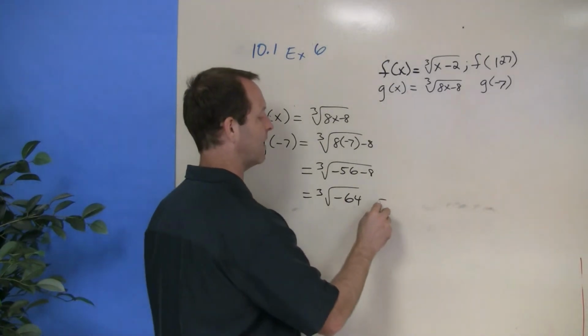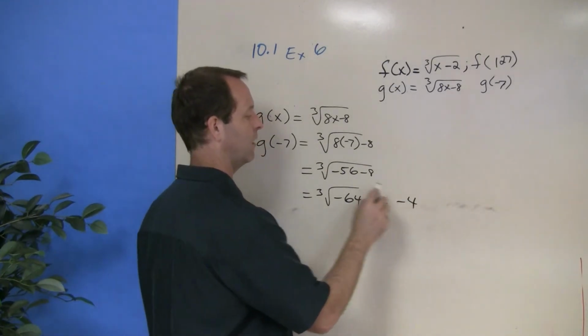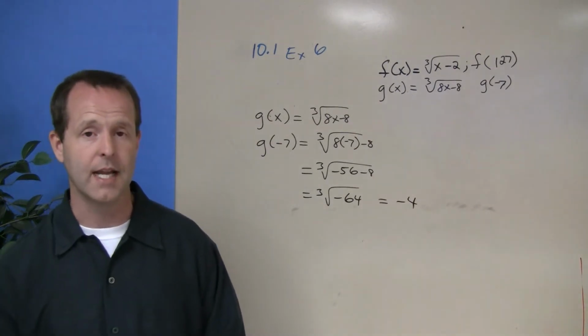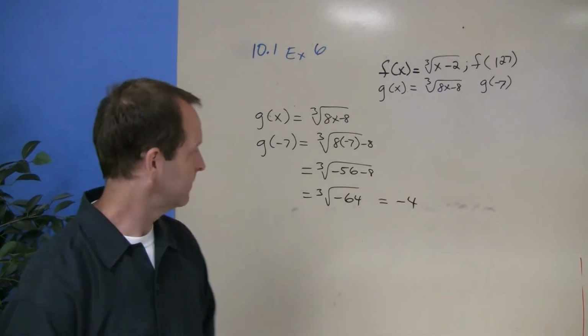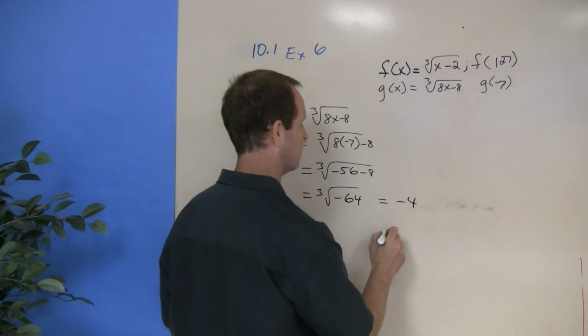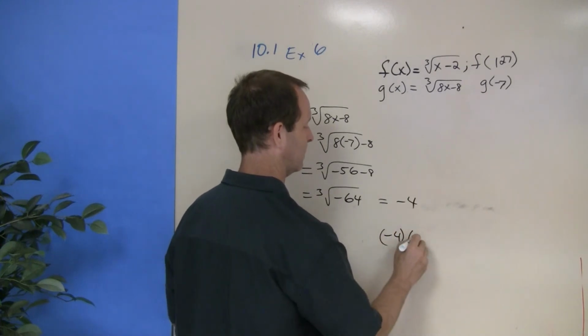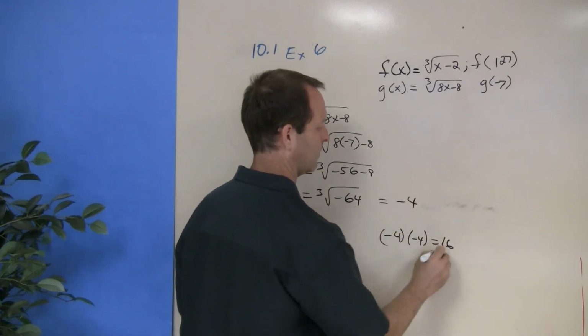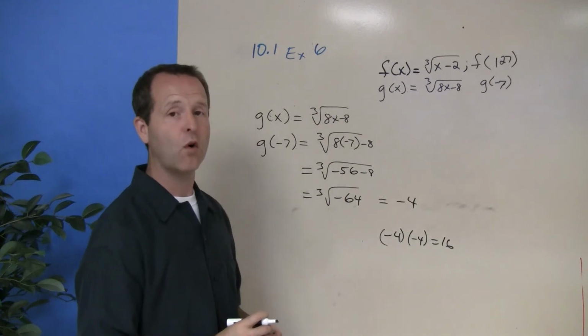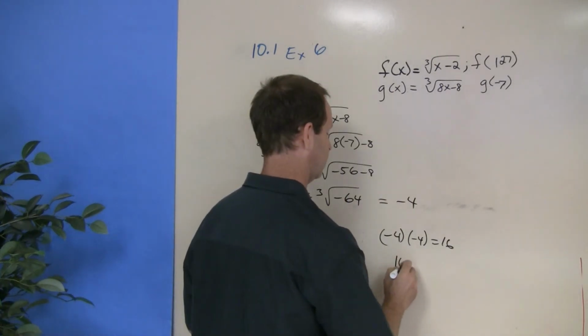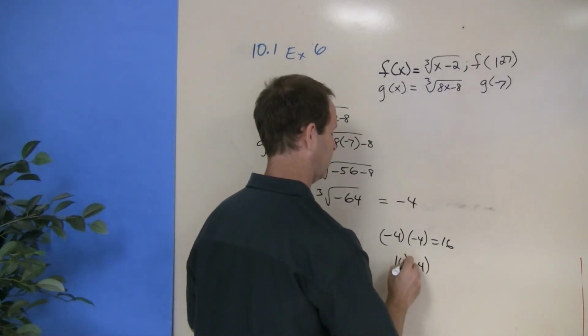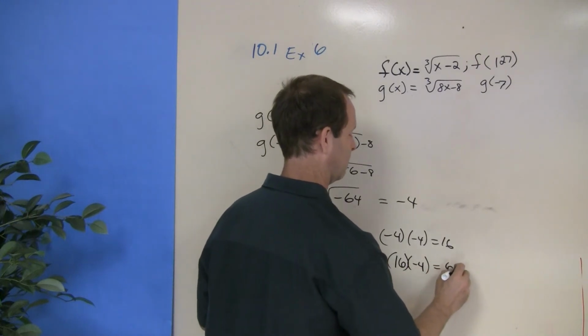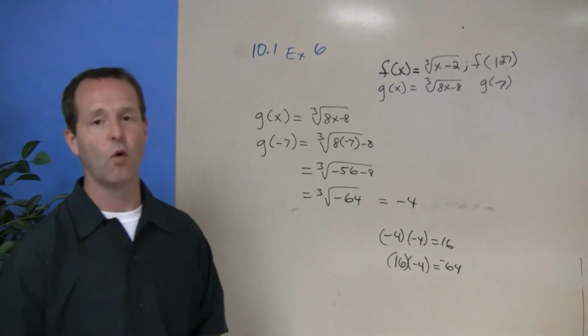And the number I can think of is negative 4. Negative 4 times negative 4 is 16. And then 16 times the negative 4 gives me negative 64.